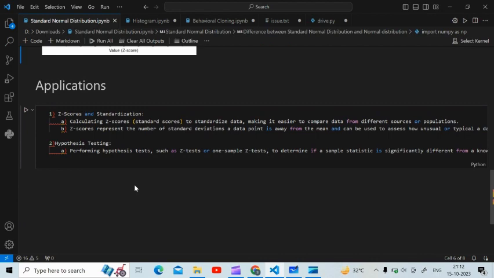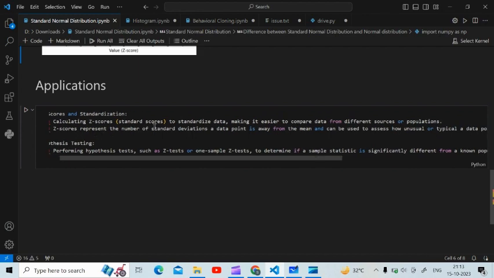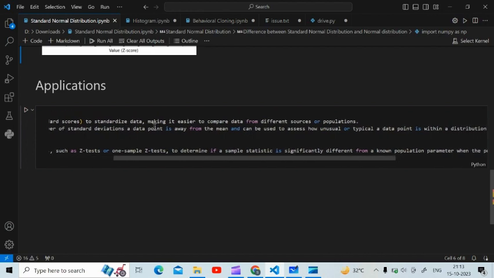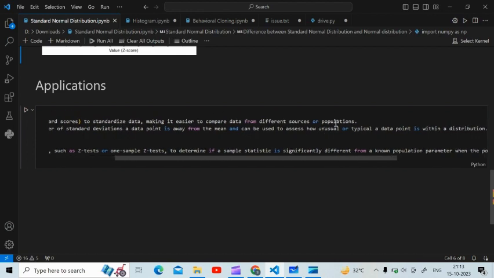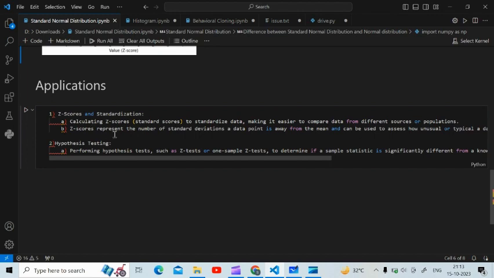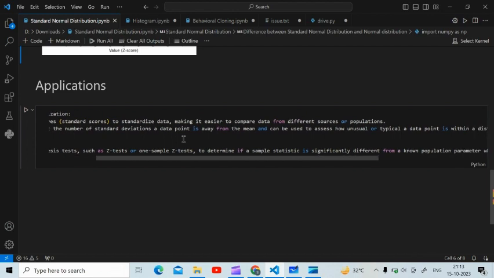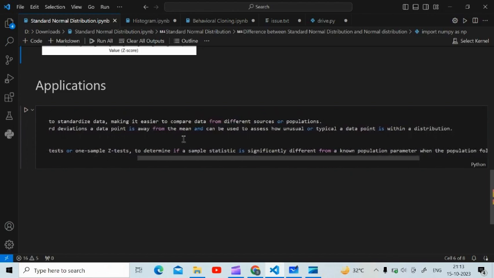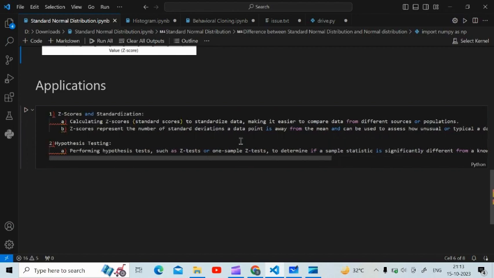The application of the normal distribution, z score, and standardization comes into each and every data science project. While analyzing data, we need to understand these z score values. Calculating a z score converts data to standardized data, making it easier to compare data from different sources or populations. A Z-score represents the number of standard deviations a data point is away from the mean, and can be used to assess how unusual or typical a data point is within a distribution.